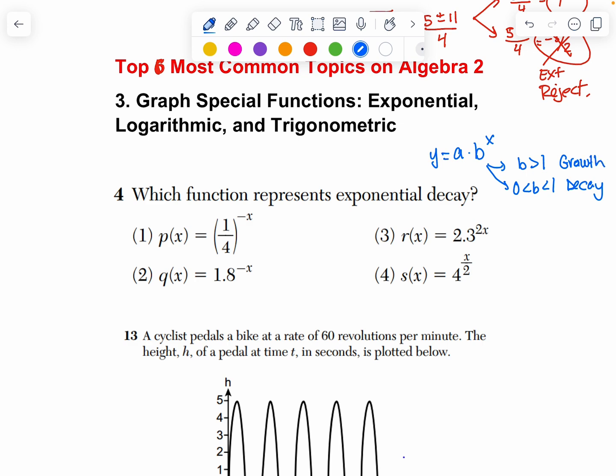So that's what this question is talking about. It says, which function represents exponential decay? You always have the option when asking about decay and growth to check your graphs. You can type each one of these into your y equals, y1, y2, y3, y4, and check to see which one decreases over time versus which ones increase over time. Now, I'm going to talk about the algebraic way to do this, which involves some exponent properties and making sure everything is in its right place.